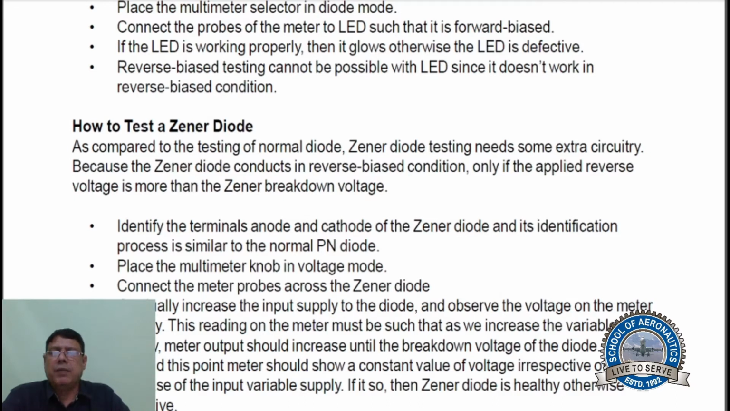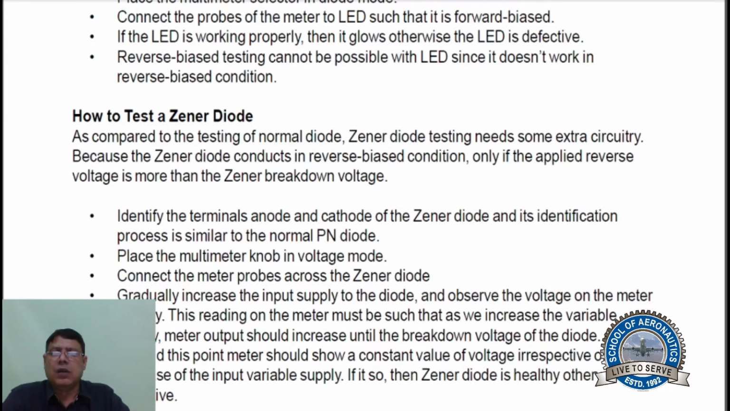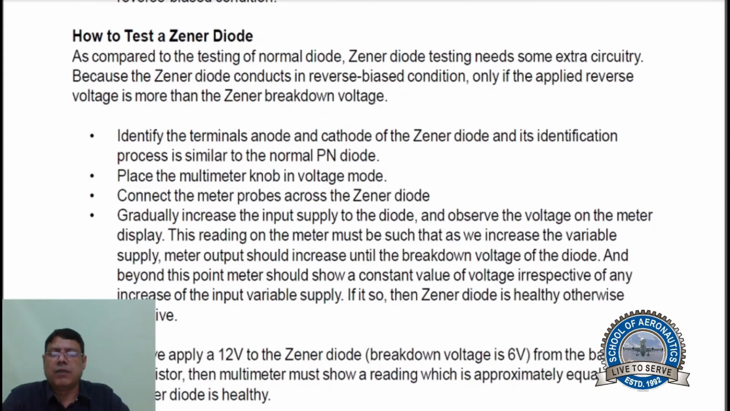Place the multimeter knob in voltage mode. Connect the meter probes across the Zener diode. Gradually increase the input supply to the diode and observe the voltage on the meter display. As we increase the variable supply, the meter reading should increase until the breakdown voltage of the diode. Beyond this point, it should show a constant value of voltage, irrespective of any increase of the input supply voltage. If so, the Zener diode is healthy; otherwise it is defective.